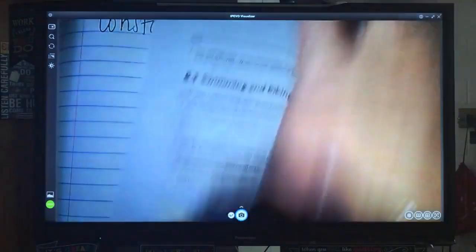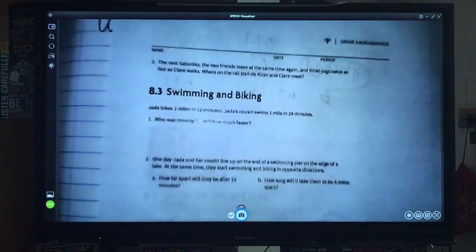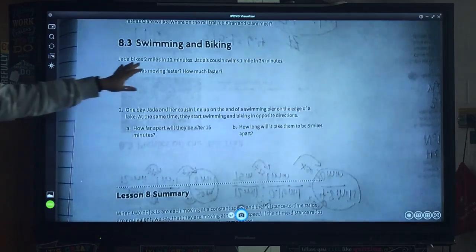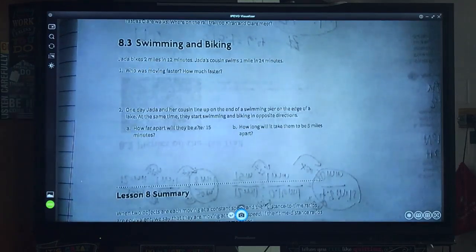Alright, so flip your paper over. This should be easier than the last one. So 8 and 3 tenths, or 8.3. I'm thinking about this. Sorry. Swimming and biking. So your situation is Jada bikes 2 miles in 12 minutes. Jada's cousin swims 1 mile in 24 minutes. Who is moving faster? How much faster?